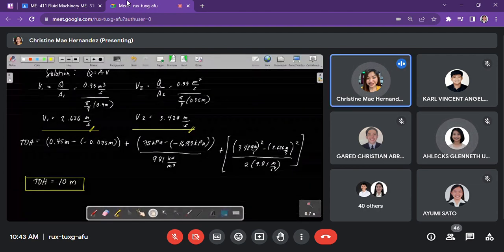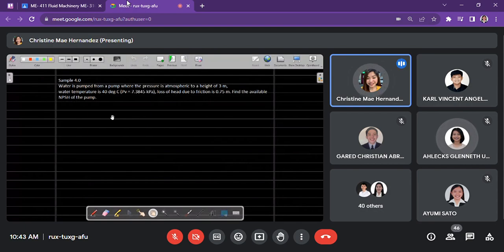Okay. So, next. NPSH na to, or yung ating net positive suction head. Okay. So, water is pumped from a pump where the pressure is atmospheric to a height of 3 meters. Water temperature is 40 degrees Celsius. So, ang kanyang vapor pressure is equal to 7.3845 kPa. Loss of head pressure due to friction is 0.75 meters. So, find the available NPSH.